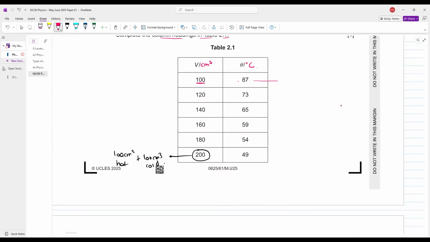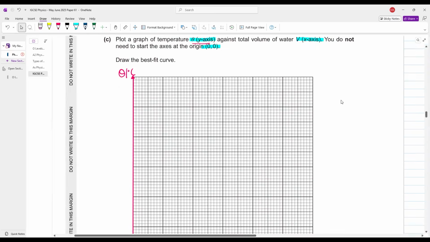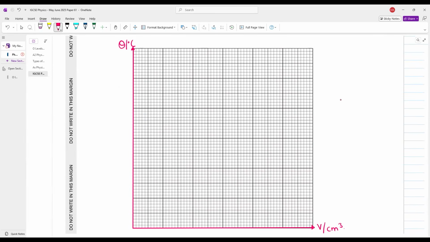Can you realize the maximum value of theta is 87? The minimum value of theta is 49. How many large boxes do we have on the y-axis? By large boxes, I mean a bunch of 10 small boxes: 1, 2, 3, 4, 5, 6, 7, 8, 9, 10. This is one large box. One large box is equal to 10 small boxes.